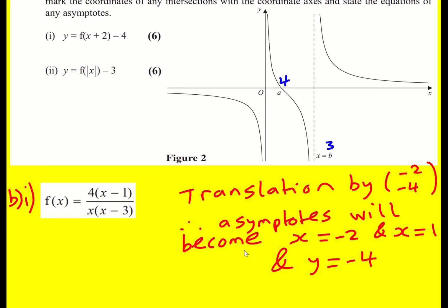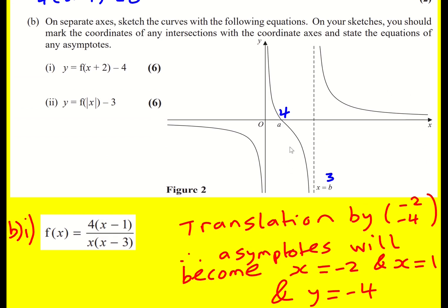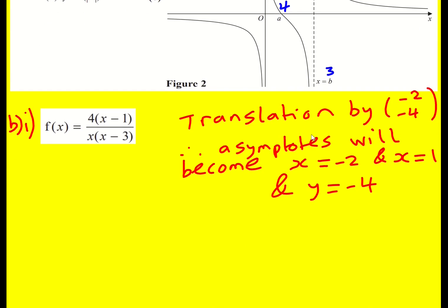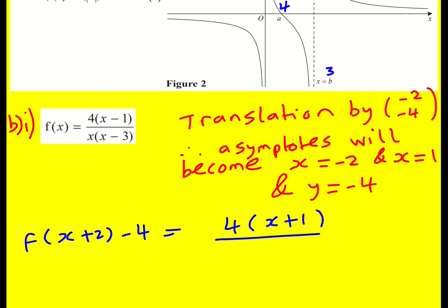You can sort of see this moving to the left and moving down. The main question is we're asked about any intersections with the coordinate axes. Because a is going to move somewhere else, it's not going to be on the coordinate axis anymore. Therefore, I think it's worth writing it down. Replacing x by x plus 2, this is going to become 4 lots of x plus 1 over x plus 2, x minus 1, and we're minusing 4 from it.